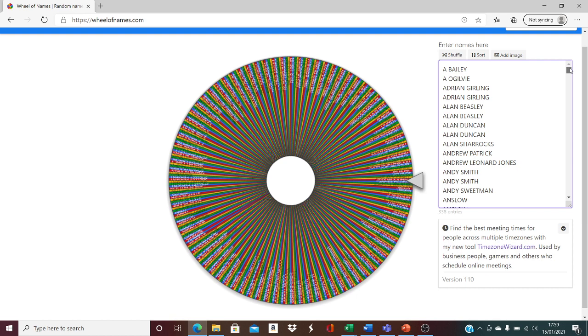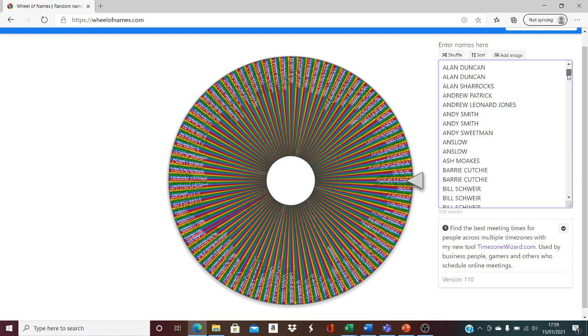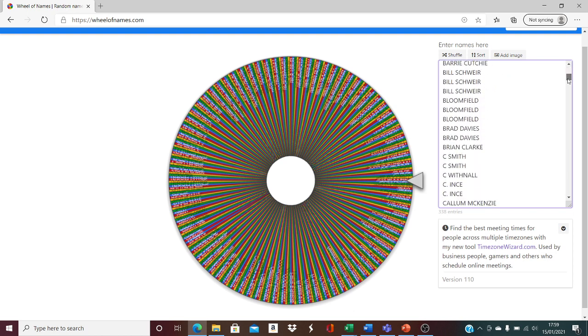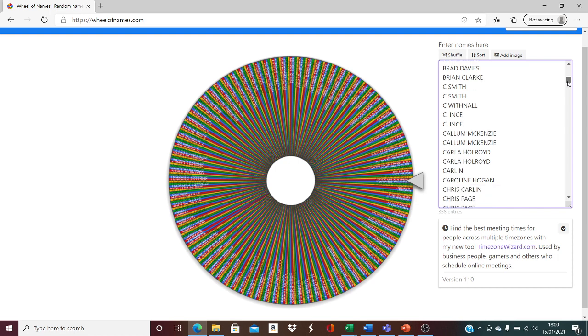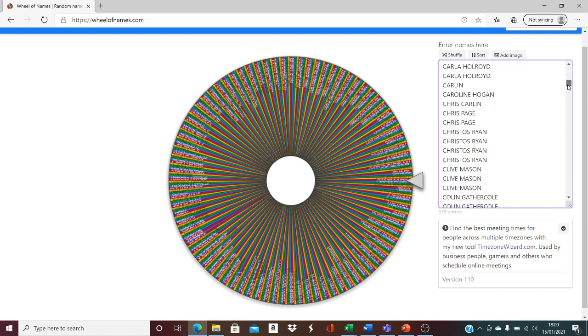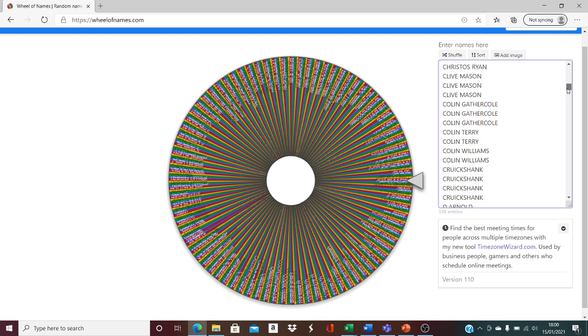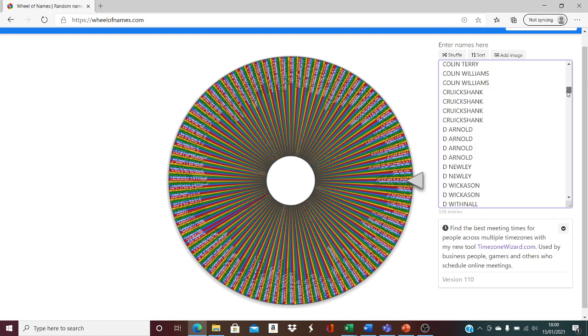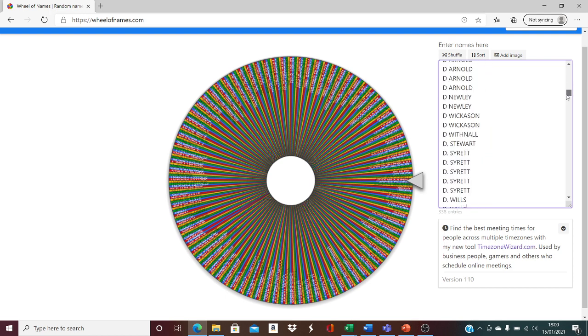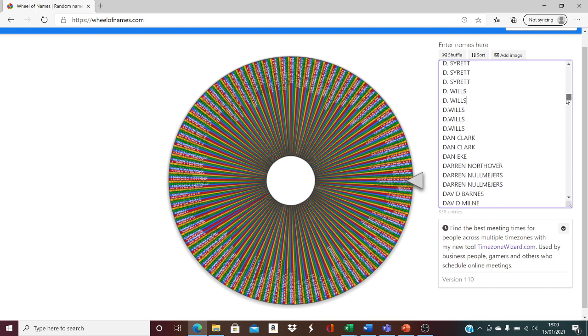So what I'm going to do is go through the entries. If you have a look on the right hand side of the screen, these are the names who have entered this draw. I'm going to go really slowly. If I am missing anyone, please can you let us know? I think I've got everyone. These are all the people in the draw.